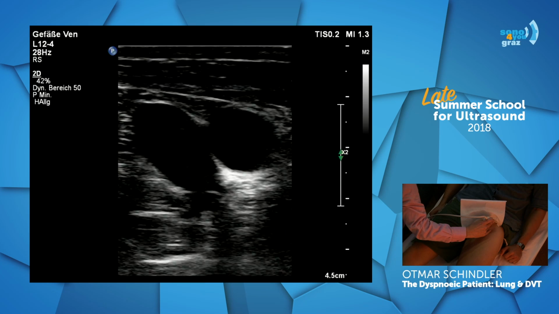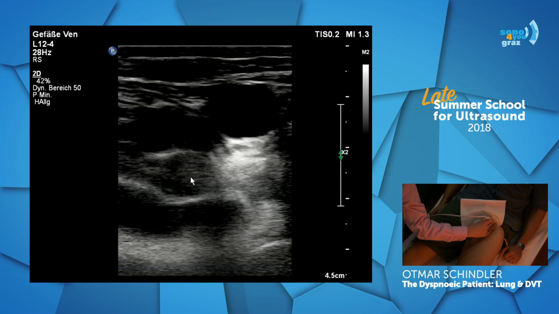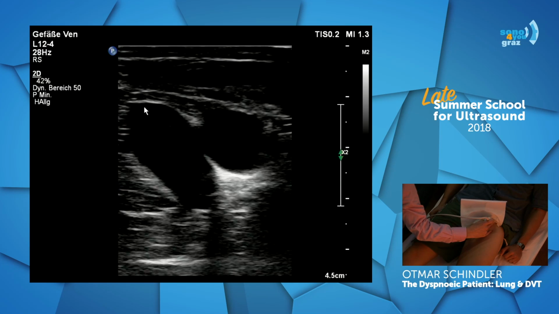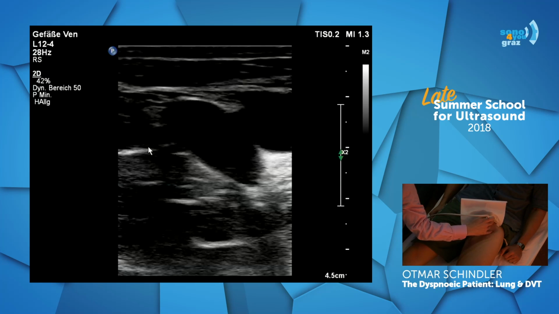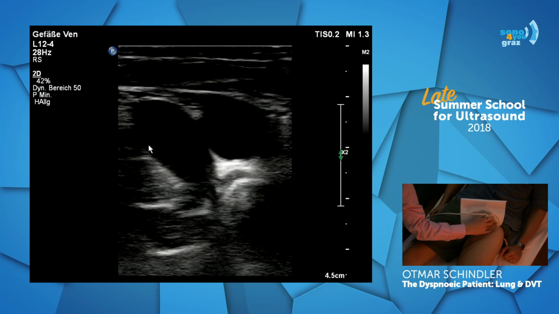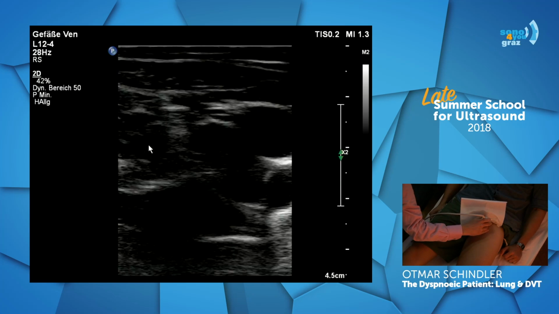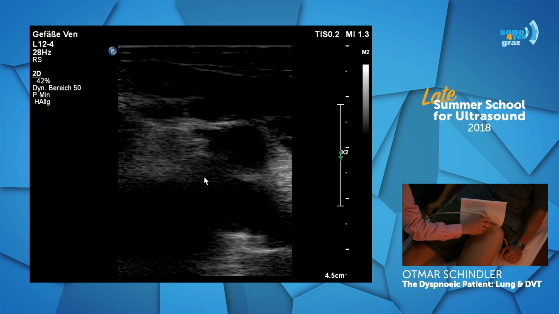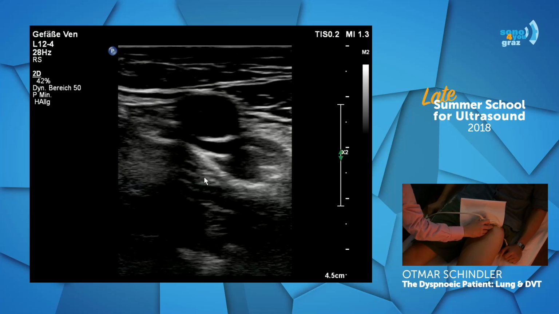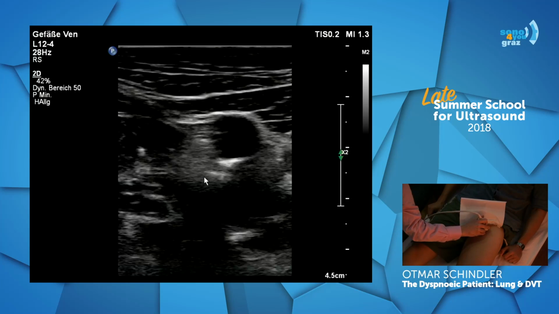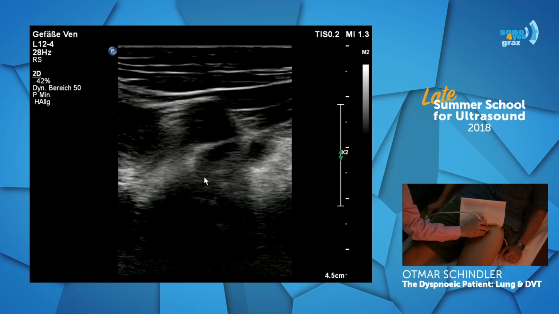The vein is fully compressible. It's an echo-free lumen, fully compressible. It's the classical sign. There's no deep vein thrombosis at that point. And then we just follow a bit down. And we compress it, and still it's fully compressible. There's no thrombosis here. You could follow the whole leg.